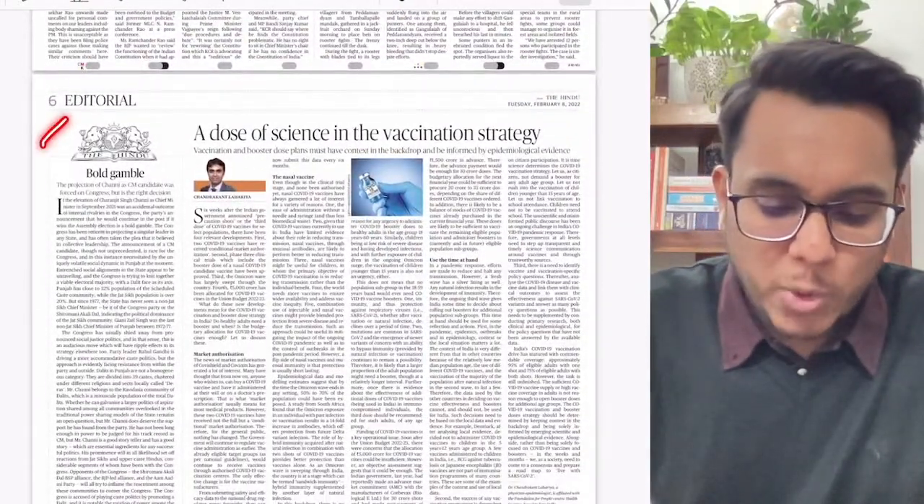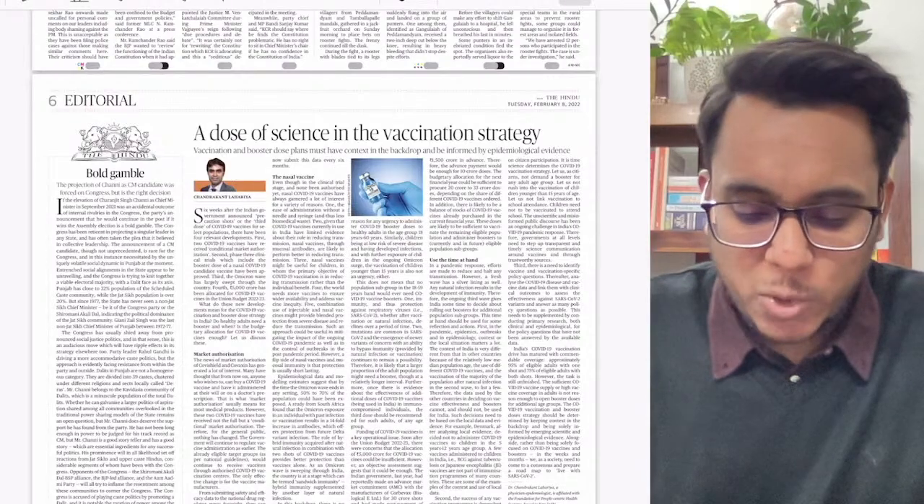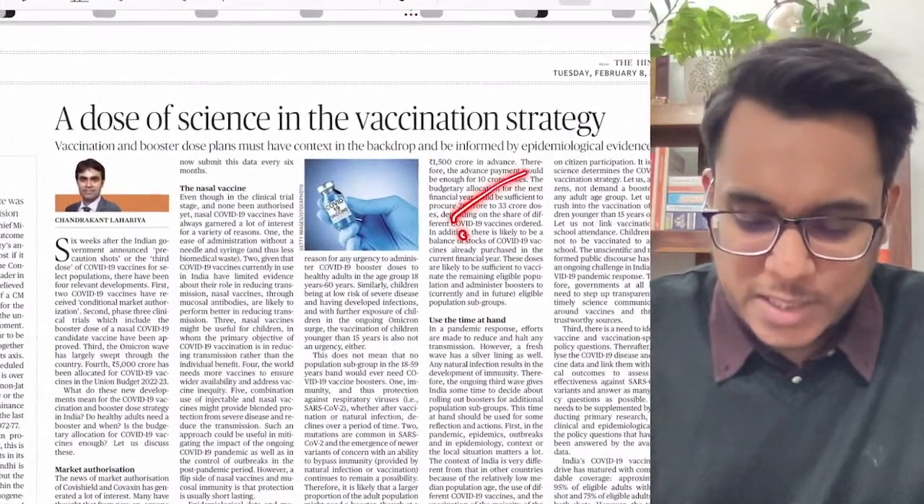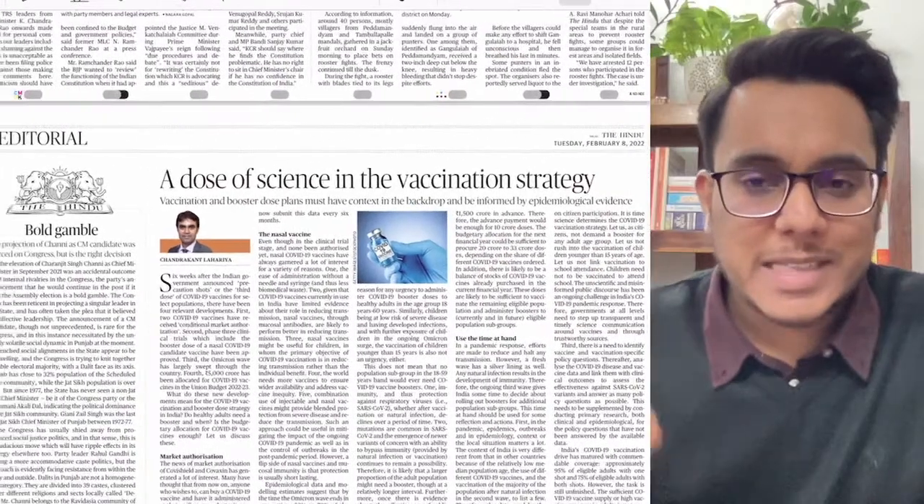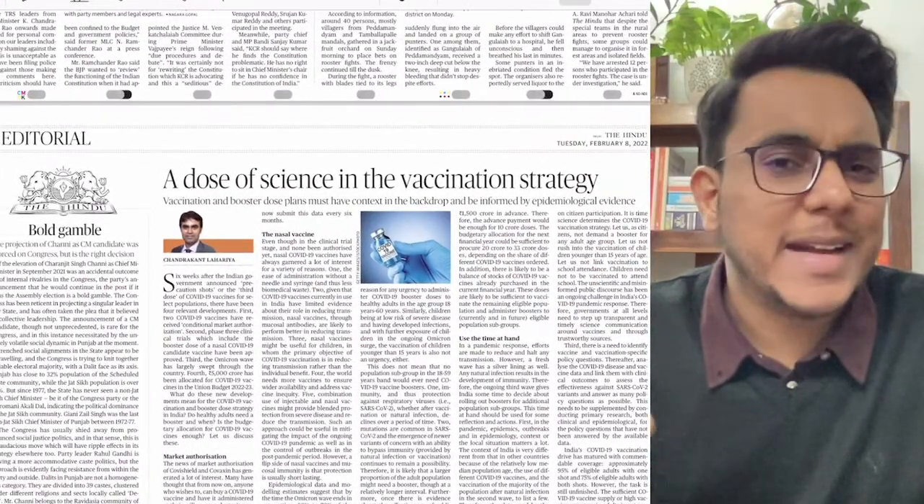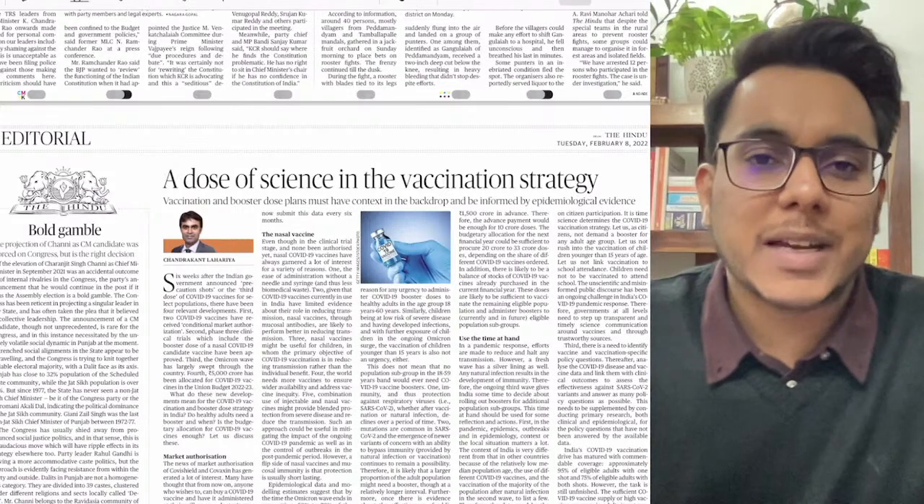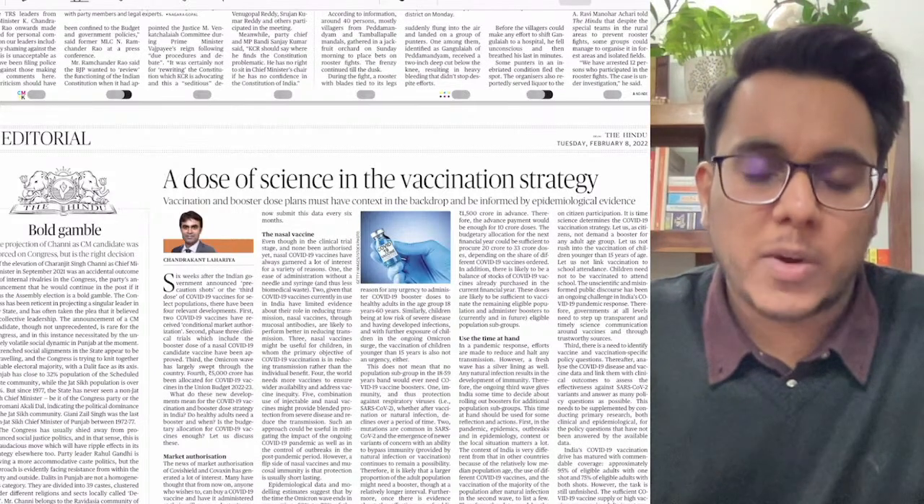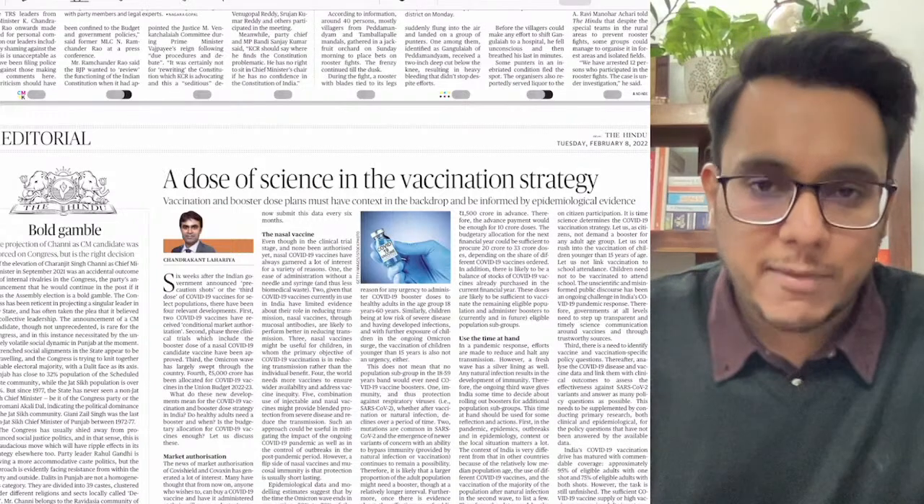Then on the editorial page, the first editorial is talking about the dose of science in the vaccination strategy. So it is talking about the recent market authorization that has been given to the COVID and Covaxin vaccines. Okay, it is not a full market authorization, it is a conditional market authorization, okay, which will not change anything for the people.